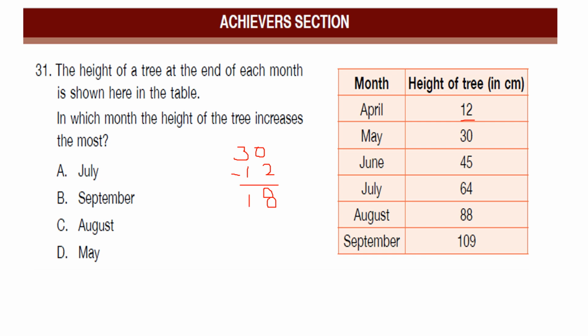In May it increased 18 cm. Then in June it is 15 cm. We subtract 30 from 45. And then in July it is 19. In August it increased 24 cm. 88 minus 64 is 24. And then in September it is 109 minus 88 is 21. In which month did it increase the most? In August. Answer is option C, August.